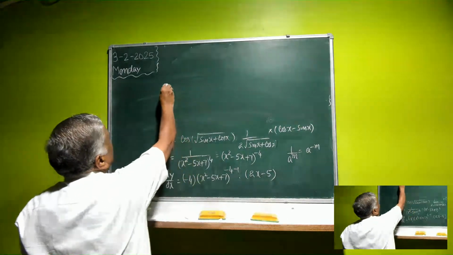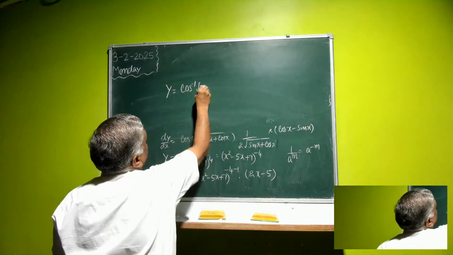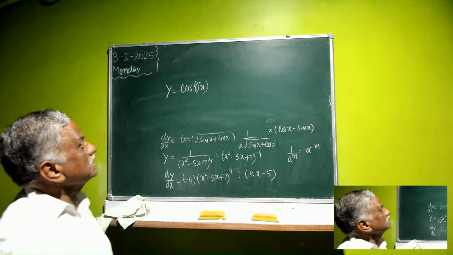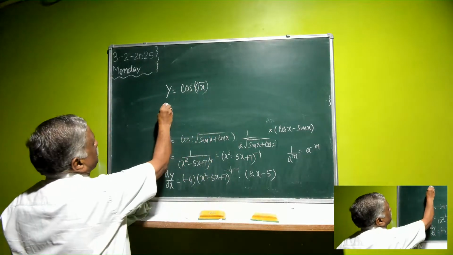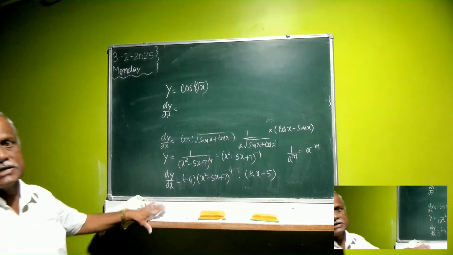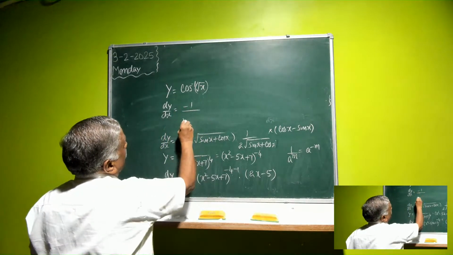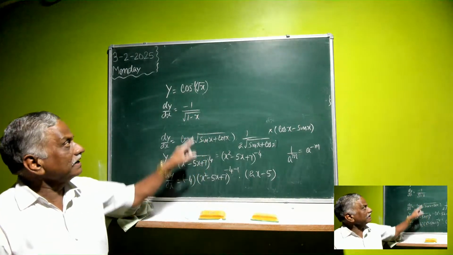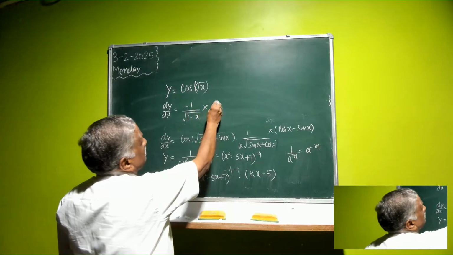Next problem. Y is equal to cos inverse of root x. Compared to earlier problems, this should be easy for you. So what is the first step you should write? What is cos inverse x? Minus 1 over root of 1 minus x square. Therefore, minus 1 over root of 1 minus x, because x square, it is root x whole square. Then you have to differentiate root x, it is 1 over 2.